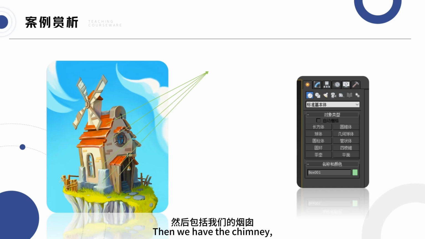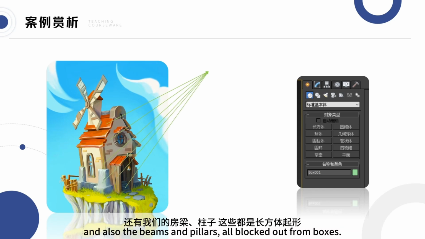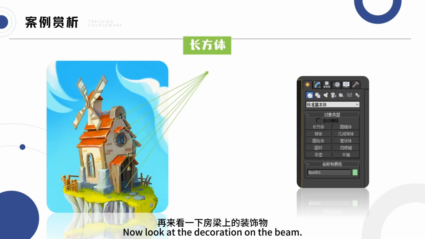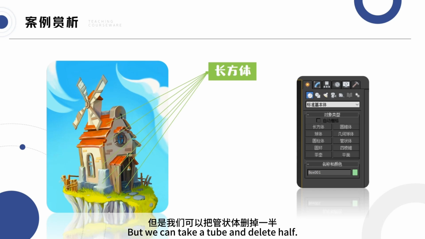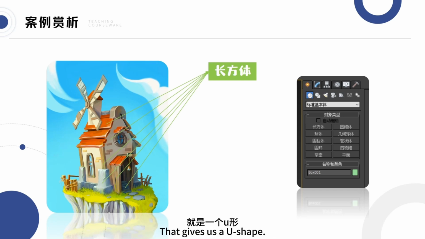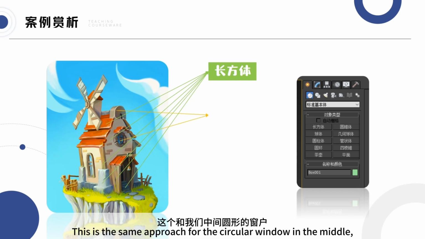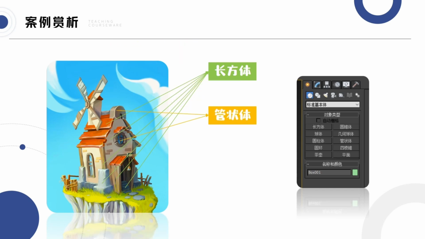Then we have the chimney, and also the beams and pillars, all blocked out from boxes. Now, look at the decoration on the beam. It is an inverted U shape. This shape is not in the standard primitives, but we can take a tube and delete half. That gives us a U shape. This is the same approach for the circular window in the middle, all blocked out with a tube.